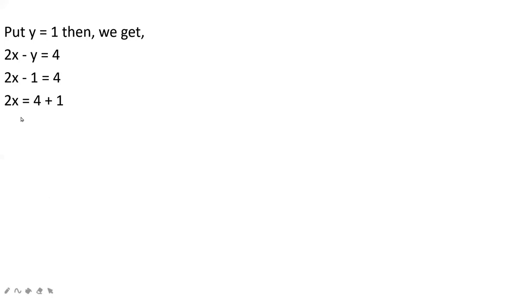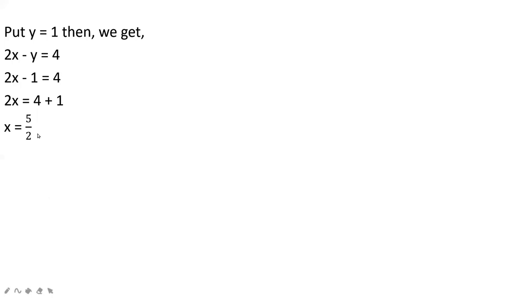So let us see if I'm taking y as 1. What happens? 2x minus y equals 4, so I get 2x minus 1 equals 4. So 2x is 4 plus 1, that is 2x is 5. So we get x as 5 by 2. So now you can see that this constant is not divisible by 2, so we are getting a fraction.